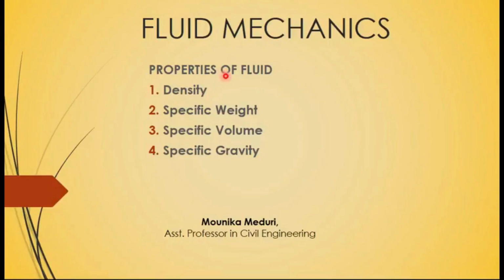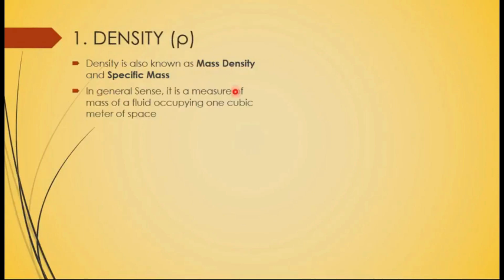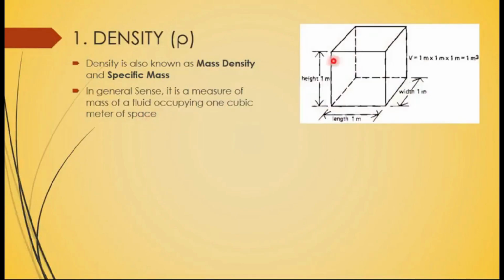Welcome. In this video, let us see the properties of fluids: density, specific weight, specific volume, and specific gravity. So let us see the first one, density. Density is actually the mass by volume. So it is also known as mass density and specific mass. And in general sense, it is a measure of mass of fluid occupying 1 cubic meter of space. I will show you one cube here, which is having 1 meter length, 1 meter width, and 1 meter height. It is a cubic meter. So we are measuring how much mass of the fluid can be laid in it.